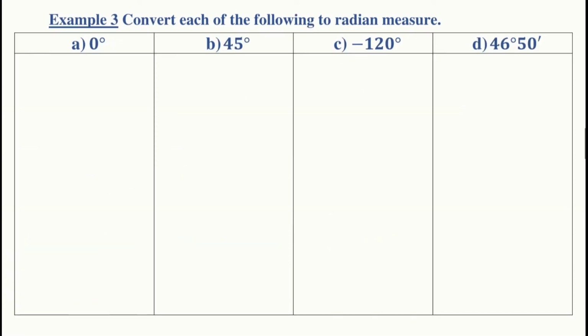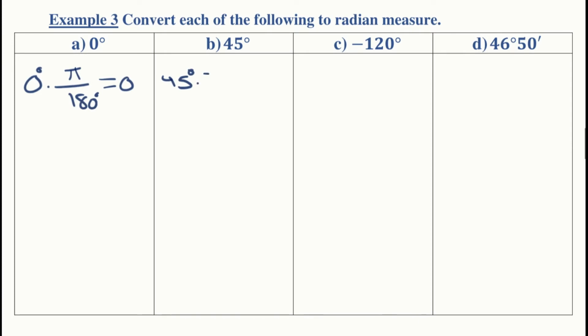Notice that 0 degrees, if you want to convert it to radians, you'd want to multiply by pi over 180 degrees. Now, of course, 0 times pi is just 0 divided by 180 is still 0, so you get 0. So 0 degrees and 0 radians represent the same angle, right?